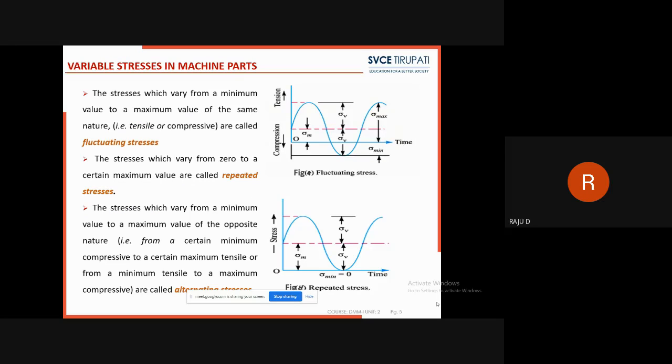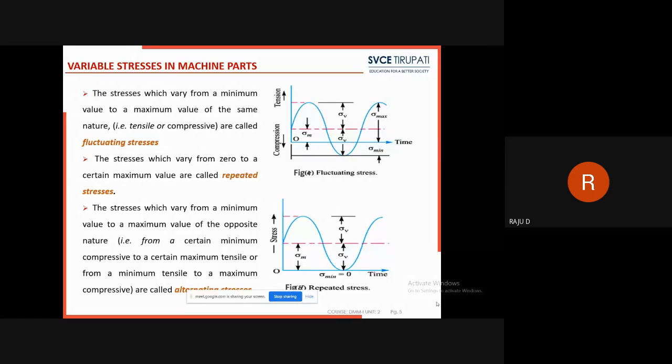In fluctuating stress also, the stress will always vary from the minimum value to the maximum value. That is, initially itself it is compressive. Maybe if you assume that after applying load it is going to expand, but it is not required to return to the original position. Just the value will change from the maximum to minimum.